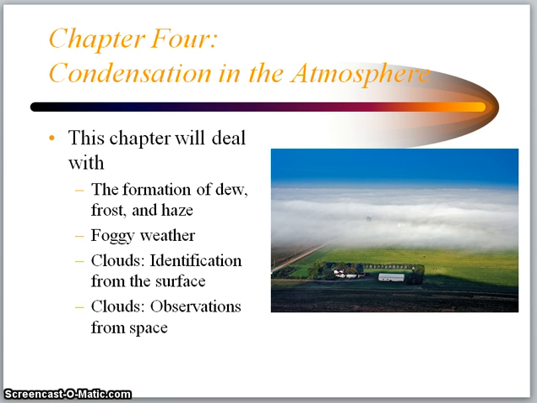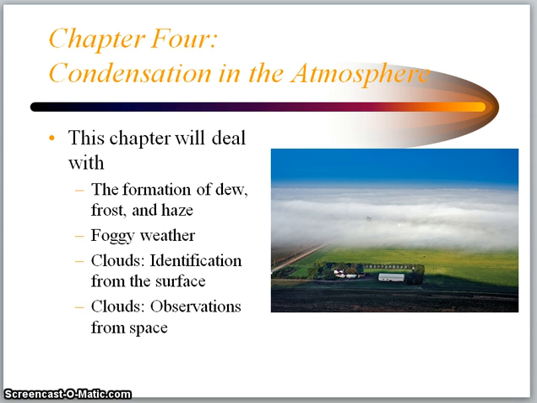When blobs of air rise from the surface, they expand and the temperature cools, and then condensation occurs and clouds form. We're going to be discussing in some detail in this chapter the formation of dew, frost, and haze. We're going to talk about foggy weather, which we certainly know a lot about here in the San Joaquin Valley in the wintertime. We're going to talk about how clouds are identified as we look into the sky.